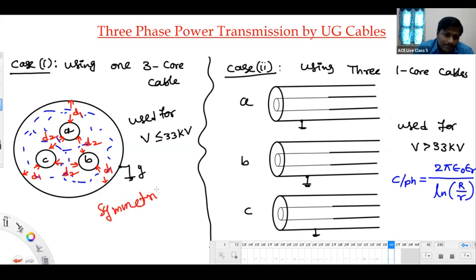Sometimes you can call this a belted cable. For that one we are concentrating now. Sir, are the cores in the 3 core cable stranded? This is also stranded. A, B, C are stranded conductors.